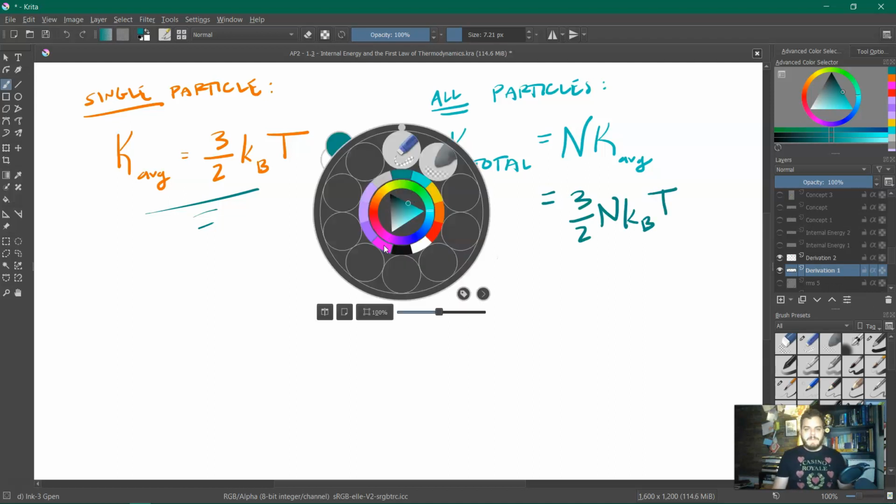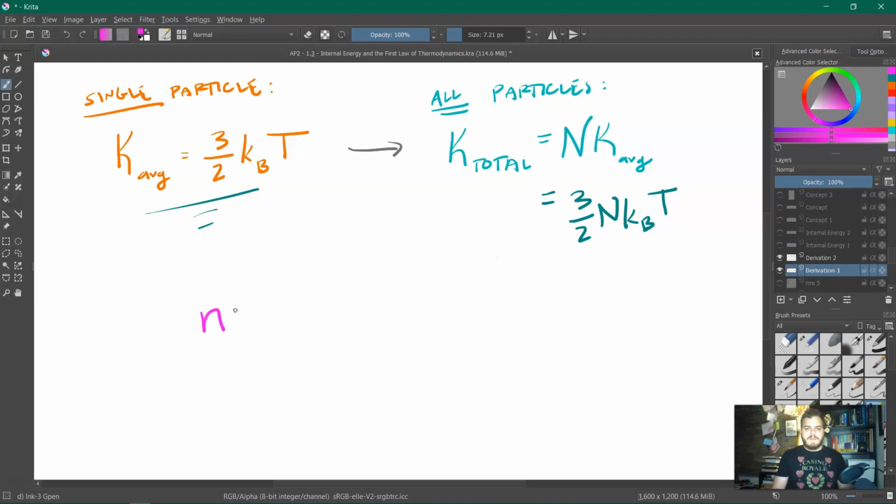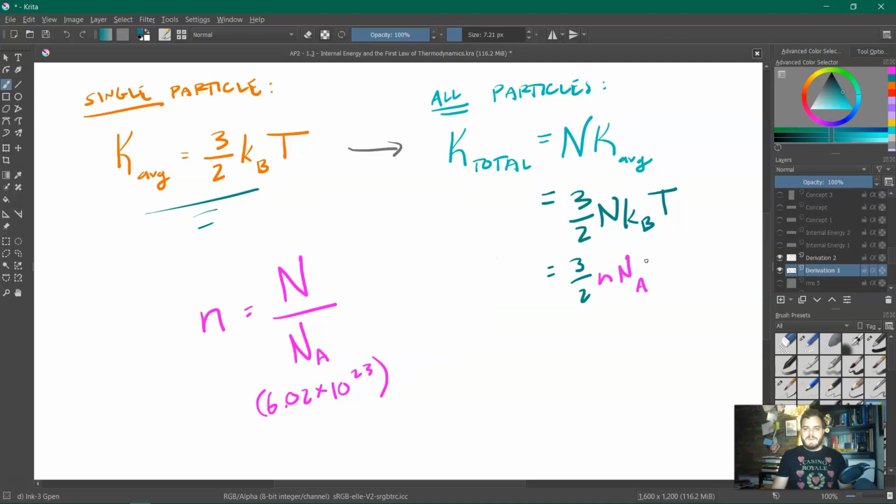But as a quick reminder, we already talked about the fact that the number of moles, little n, is equal to the number of molecules divided by Avogadro's number, where Avogadro's number is 6.02 times 10 to the 23. So if I want to substitute in for N here, I can rearrange this. So I get 3/2, instead of having N, I'm now going to stick in n times Avogadro's number, times Boltzmann's constant times the temperature.